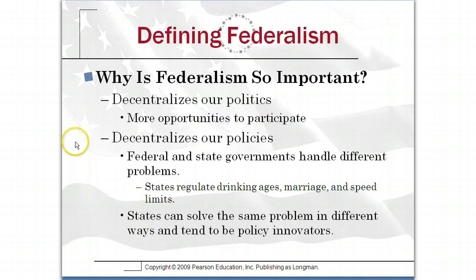And why is federalism so important? This is a huge part of how our government works. Here's some things of the way it affects our government. It decentralizes our politics. If we only had a government in our central government in Washington, D.C., it'd be a lot harder for people to get involved and participate, especially if they live far away from there. So having state and regional governments decentralizes our politics so that people could get involved on the state level, in the local level, and things like that.